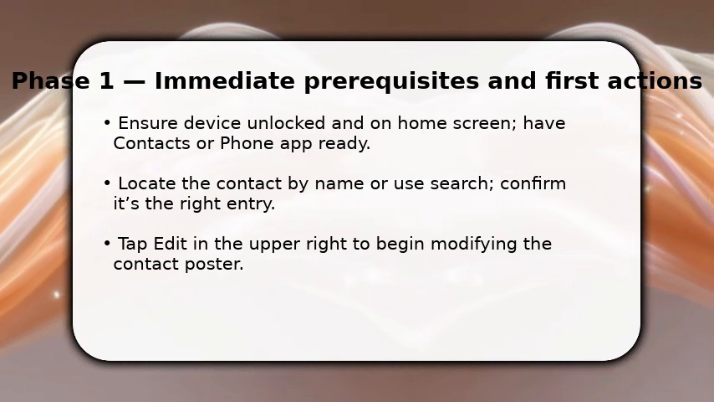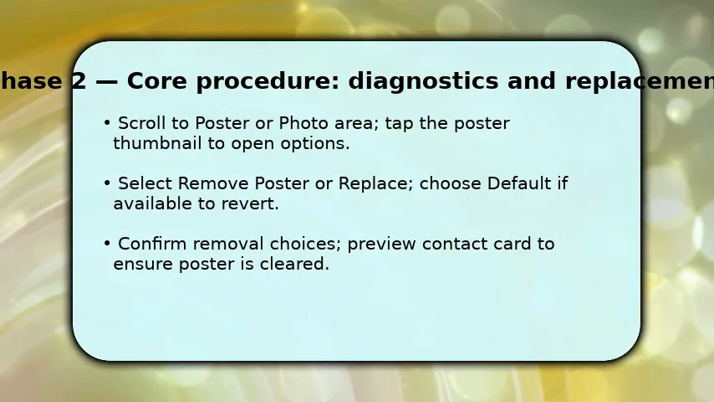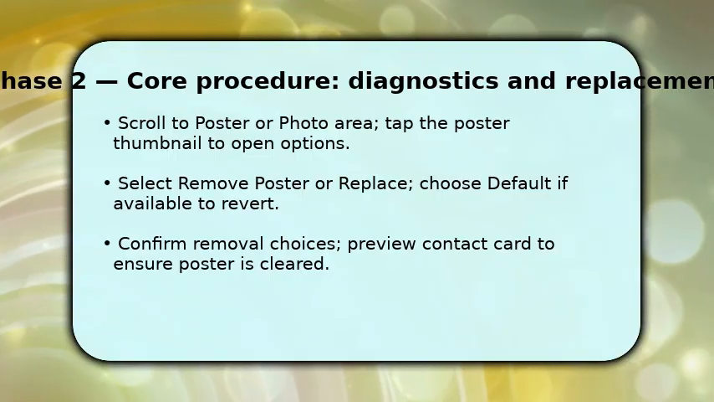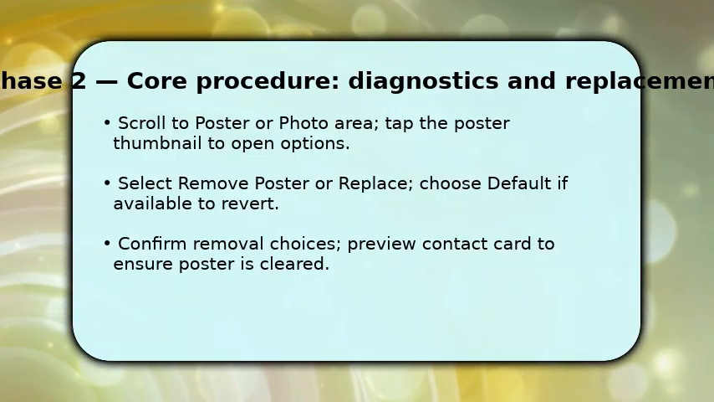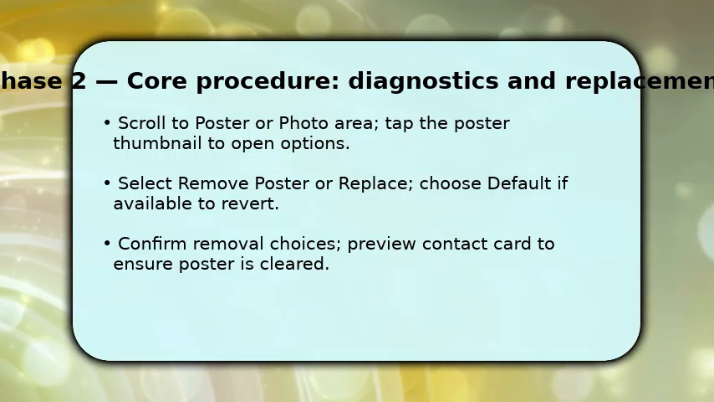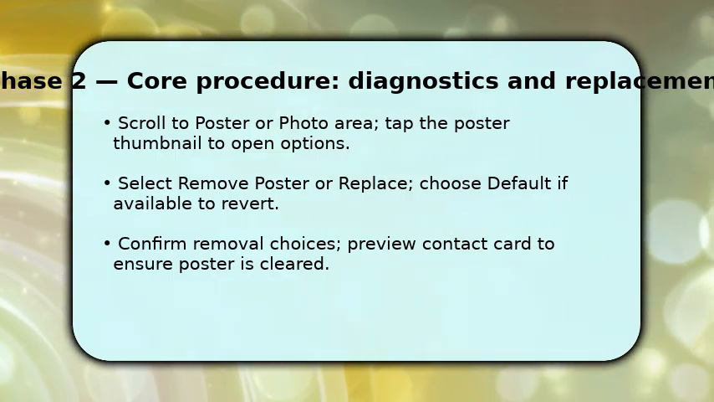Once in Edit, scroll to the poster or photo section and tap the thumbnail to open the poster menu. This is where removal and replacement live. Choose Remove Poster if you simply want no poster, or pick Replace, then select Default to revert to the system avatar. This keeps caller ID but removes the custom poster.